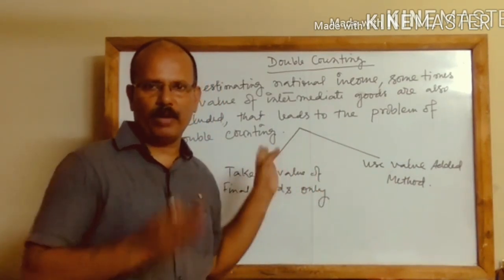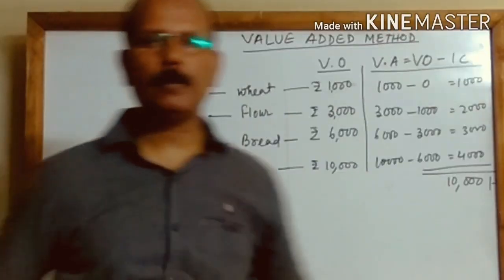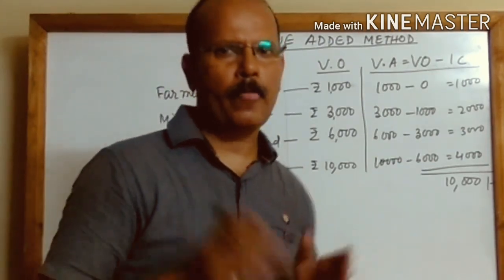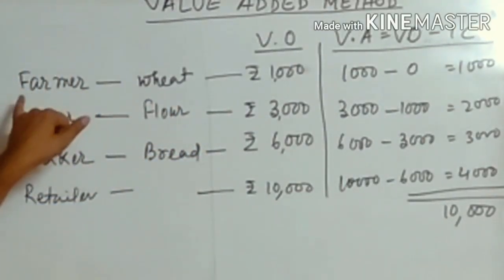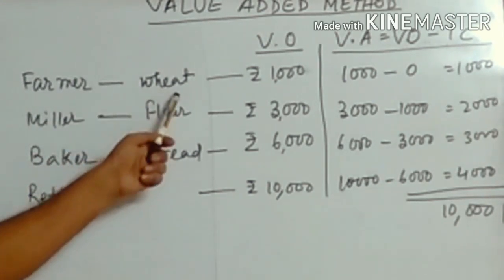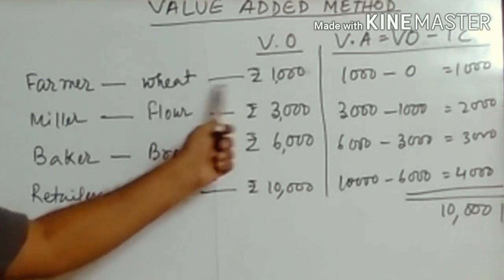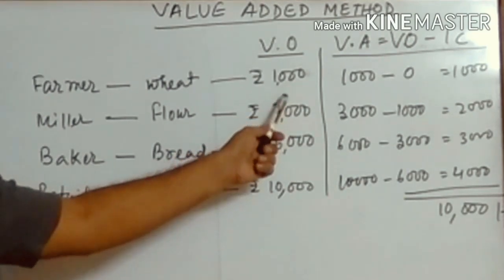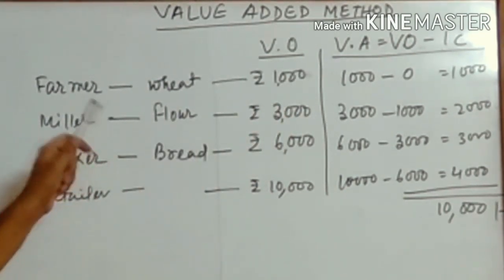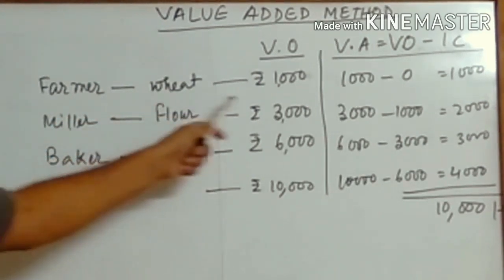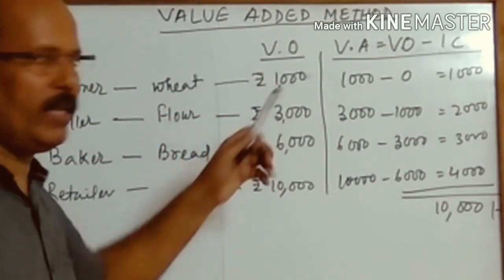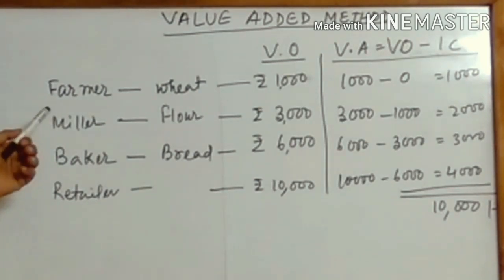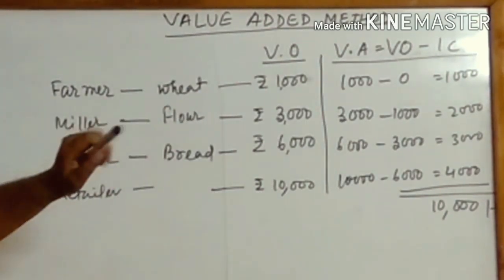So I am going to explain the value added method to you with the help of one example. Here I am going to explain the value added method with one imaginary example. First, I have taken a farmer who is producing wheat, and I have assumed that the farmer has produced wheat worth rupees 1000, because he has sold all the quantity of wheat that he has produced at rupees 1000 in the market to the miller. The miller has purchased it from the farmer at rupees 1000, and here it is also assumed that the farmer's cost of production is 0.